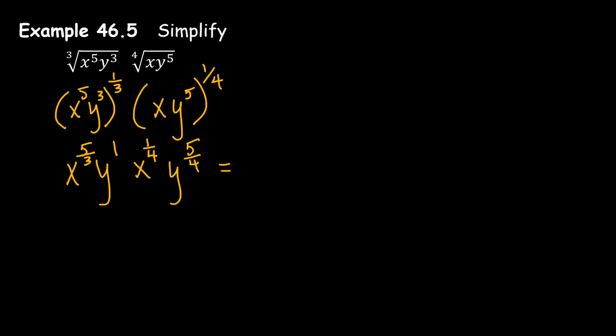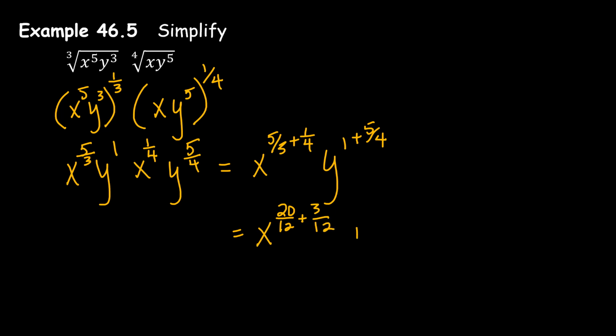Now we have like bases. We have x to the 5/3 and x to the 1/4, so we can add those exponents. And then y to the first and y to the 5/4. If I multiply those like bases, I can add the exponents. So the common denominator here, 5/3 plus 1/4, the common denominator is going to be 12. So that's 20/12 plus 3/12. And y, that's going to be 4/4 plus 5/4. So that's going to be x to the 23/12 and y to the 9/4.